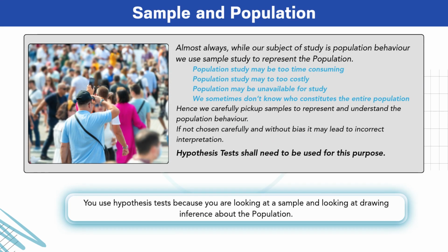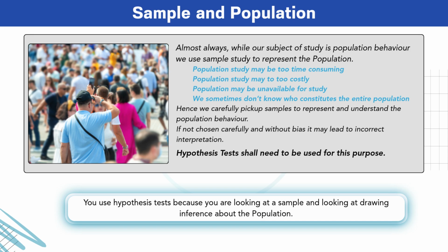Let's now talk about an important foundational concept in hypothesis testing: the relationship between samples and populations. In theory, we want to study the entire population to understand behavior or impact, but in practice, this is often not possible. And here's why. Studying the full population can be too time-consuming. It may be too costly. The population might be unavailable or inaccessible. And sometimes we don't even know who exactly constitutes the full population.